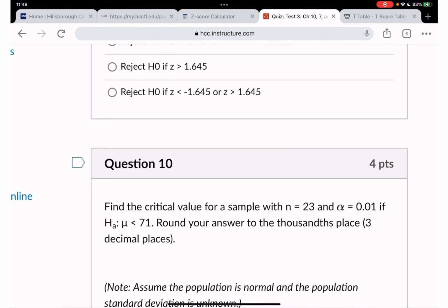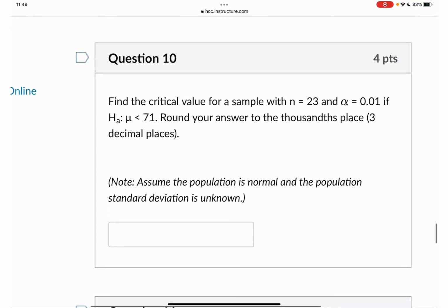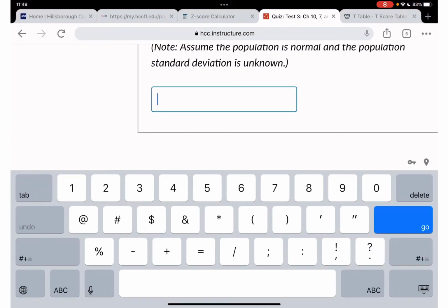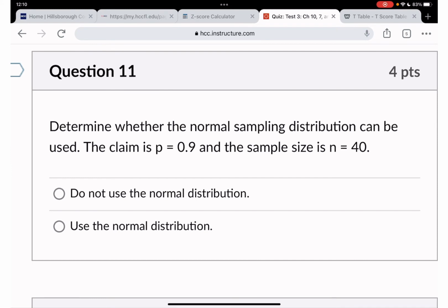Oh, I forgot. In question 10, put negative 2.508, because it's a left tail test, right? The alternative is less than, so it's going to be negative 2.508.